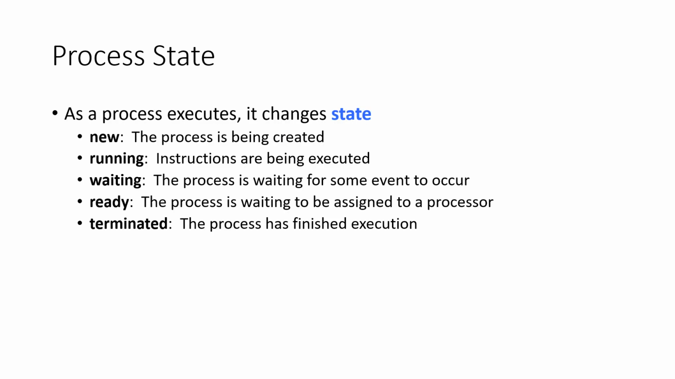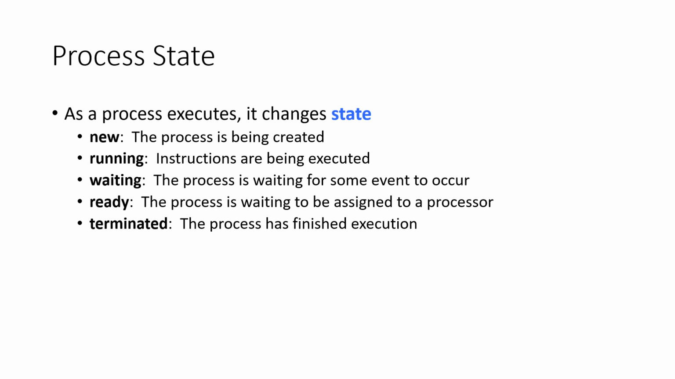Next we have process states. A process executes in different states. These states are new, running, waiting, ready, terminated. New is the state of the process when it has just begun its execution, that is, when you have asked the operating system to execute the program.